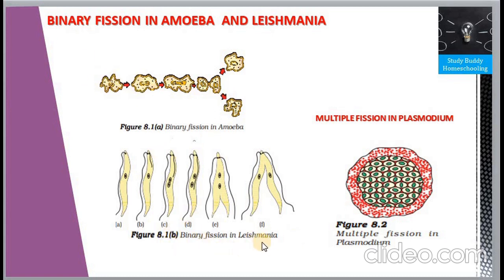Now let's see binary fission in leishmania. In the case of leishmania, again the mother cell is divided into two daughter cells. But unlike amoeba, where it can divide at any angle, any place, here the division only happens at one single plane. It's longitudinal. Here you can see in leishmania the nucleus duplicates first and slowly the cell starts separating at the cytoplasm, plasma membrane, and finally two daughter cells are formed which are exact copies of the mother cell. And next you have multiple fission in plasmodium.